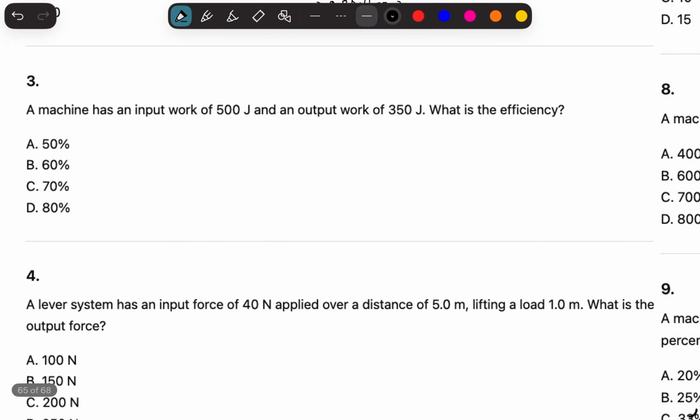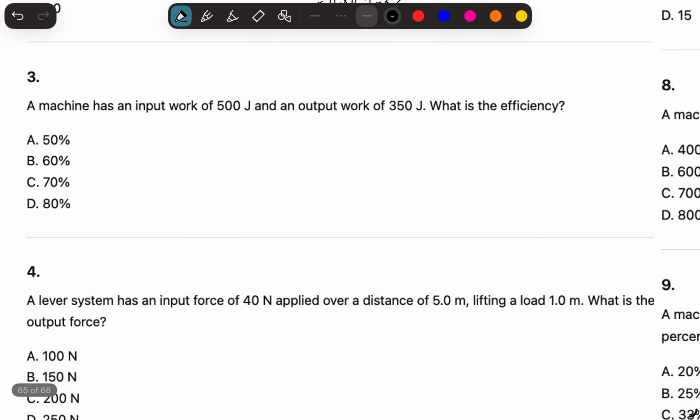A machine has an input work of 500 joules and an output work of 350 joules. What is the efficiency? So our efficiency is going to be measured in work out over your work in. So this is going to be 350 over 500, and that's equal to 0.70, which is going to be equal to 70%, which is C.